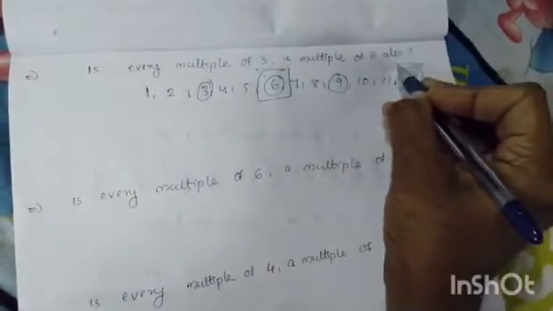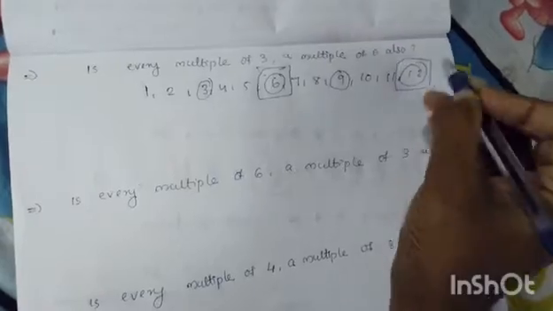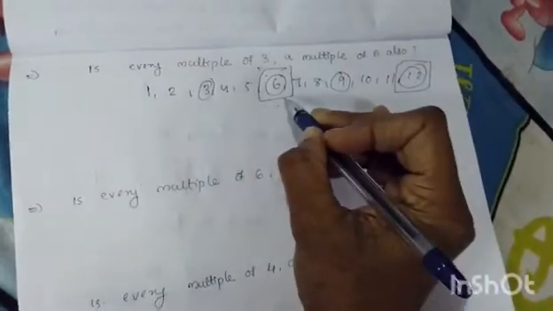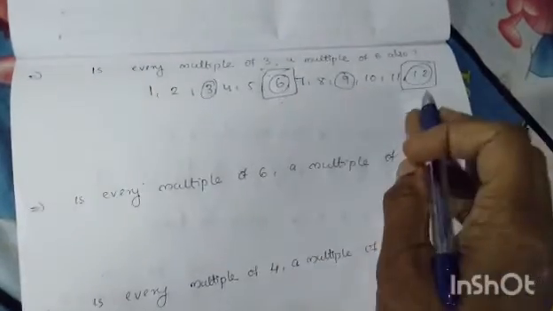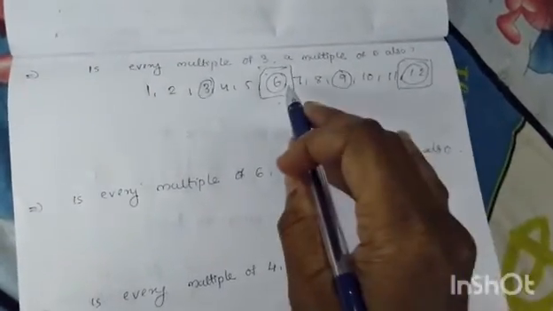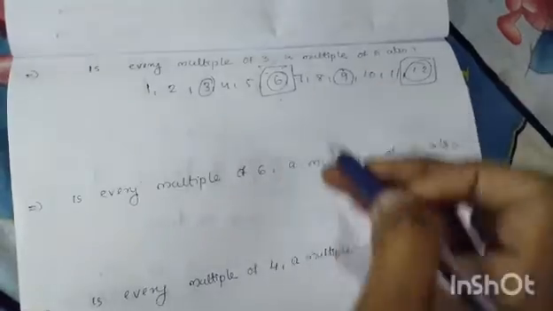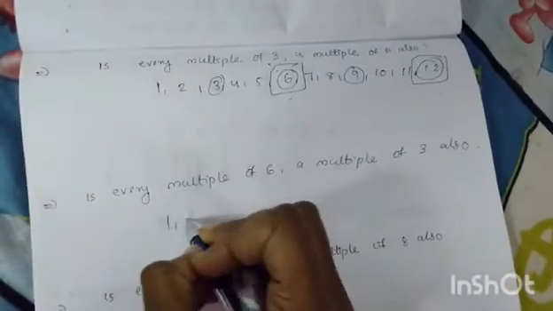6, 12. Here we can say that every multiple of 6 is a multiple of 3. Isn't it? 6 and 12 are multiples of 6, and they are also multiples of 3. The next one is the same as 1, 2, 3.